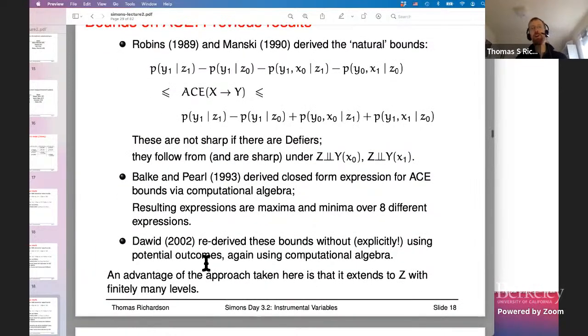So an advantage of the approach I've shown you here is that, supposing I had more Z arms, I still have X and Y binary, but I have more Z arms, then I can extend the analysis. I just take the intersections of more polytopes. So it generalizes to arbitrarily many Z arms.